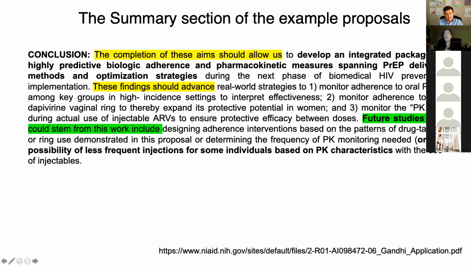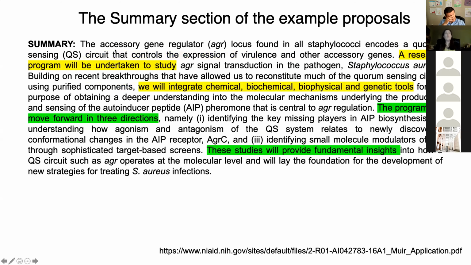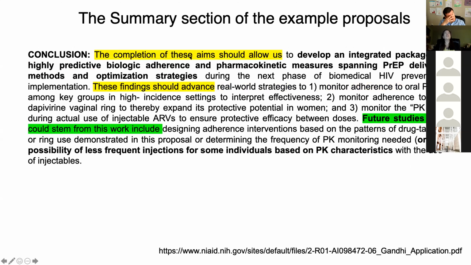And in green, I highlight the future studies. That would be the studies that would occur after what's happened in this application to achieve that 10 or 20-year goal from your aims page. So if you look at the wording here, they call it a conclusion section. Again, lots of flexibility here. So in this section it says, the completion of these aims should allow us to blah, blah, blah, okay?